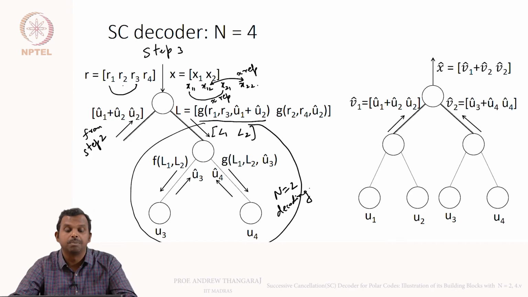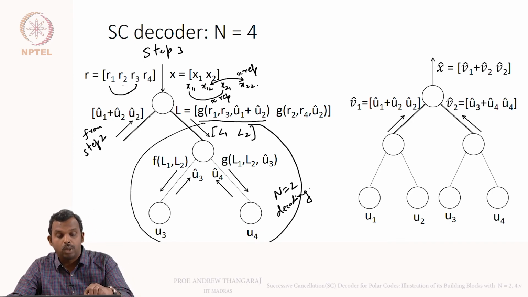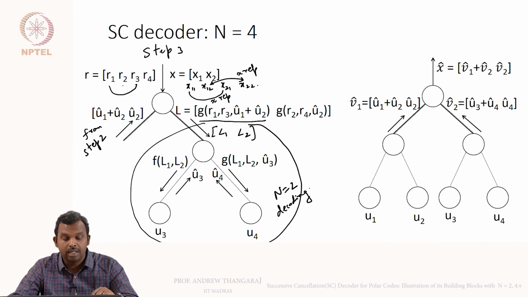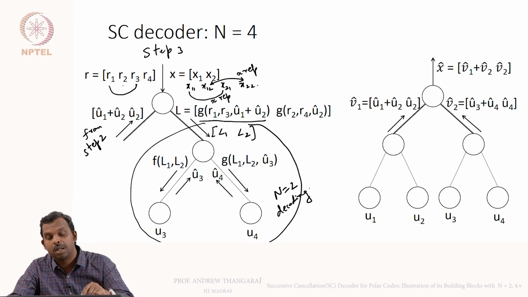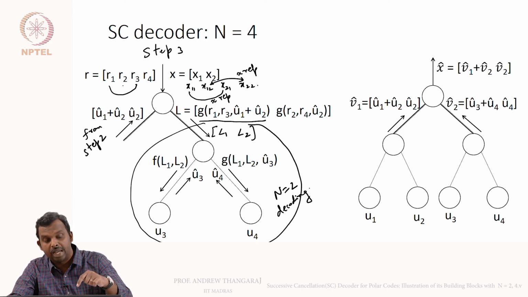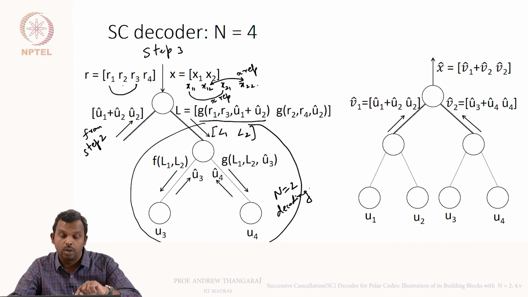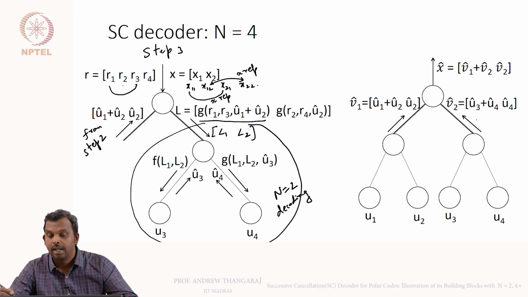And that's what I am doing here. f of L1, L2 goes down below to the left child, u3 hat is the decision that comes back up, g of L1, L2, u3 hat goes down to the right child, u4 hat is the decision that comes up. That's L2 decoding. And once u3 hat, u4 hat have come back up to this node, it sends back v2 hat, which is u3 hat plus u4 hat, and then v1 hat was anyway there, u1 hat plus u2 hat, and then you can find x hat, which is v1 hat plus v2 hat.